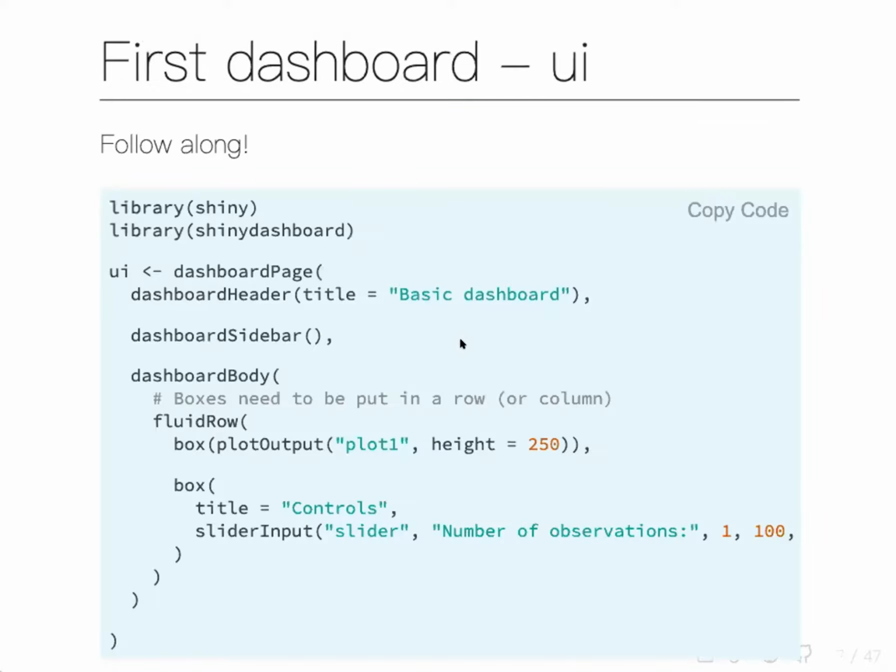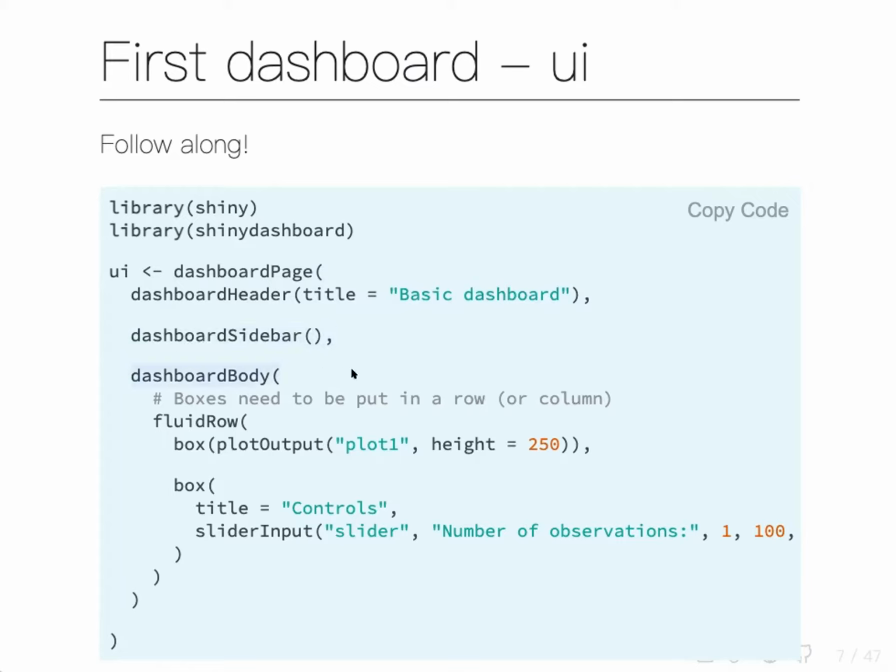Okay, so we're going to try this. So what I would like you to do is go ahead and just follow along. So copy this code and then get it going. So we're going to load Shiny and Shiny Dashboard. We're going to say dashboard page. For the dashboard header, we're going to just put a title in there saying this is a basic dashboard. We're going to put a sidebar, but for now, we're not going to do anything there.